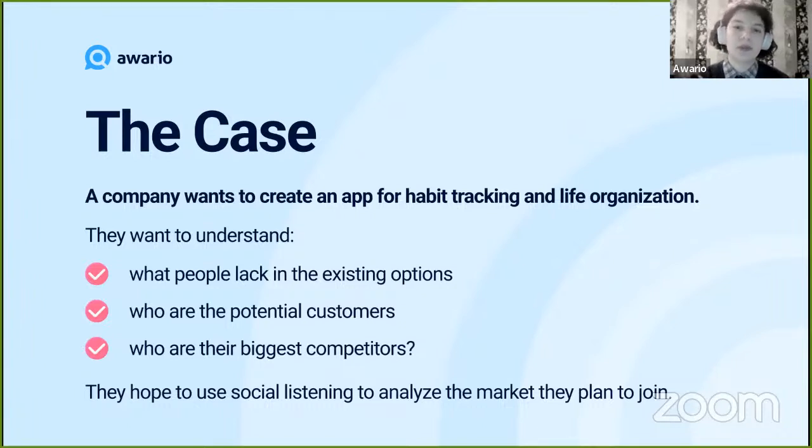So they want to introduce a product that will be better and more attractive to the customers than anything that already exists. And what they want to know? They want to know what people don't have in existing options, why existing options are not good enough for them, who their potential customers are, so who they want to market and sell their app to, and who their biggest competitors are. And let me tell you, all of these questions and problems could be answered and solved by Awario, by social listening. And today we will explain how to do it, actually.